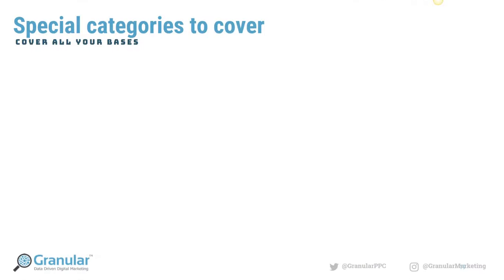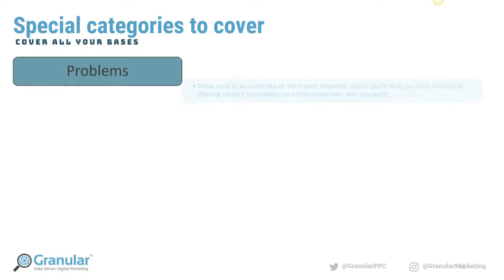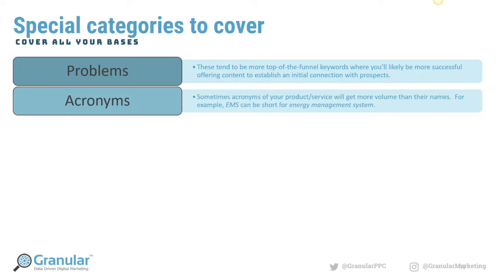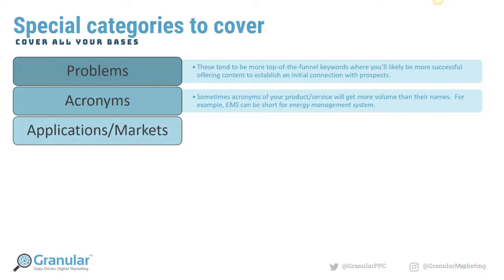So, special categories to cover. You want to make sure you cover all your bases when picking keywords. Remember to focus on problems. These are more top of the funnel keywords, and you'll be more successful offering content there as well. Acronyms. In my example, energy management systems is a really popular phrase in this space, but people also say EMS. If your products or services have these acronyms, sometimes they can be even more popular than the actual name, so you want to make sure you utilize that.